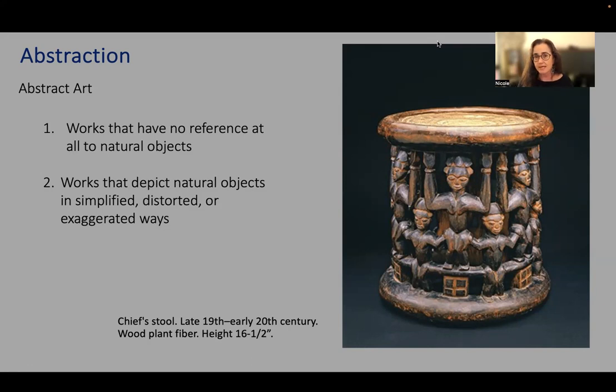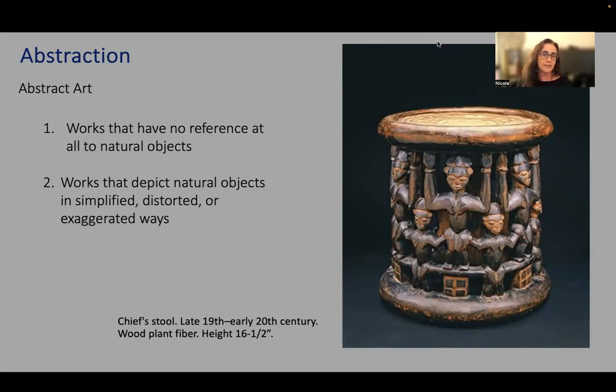So just as there are many approaches to realism, the last 3 paintings that we looked at fit into the category of realism, right? Each very different from each other. Just as there are many levels of realism, there are also many forms of abstraction. So we're going to talk about 2 basic kinds. Works that have no reference whatsoever to natural objects, and that's not what we're looking at right now, right?